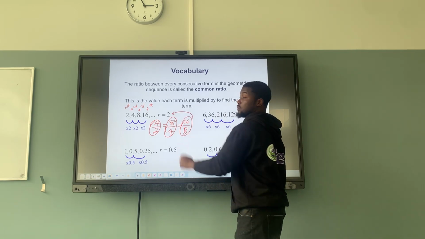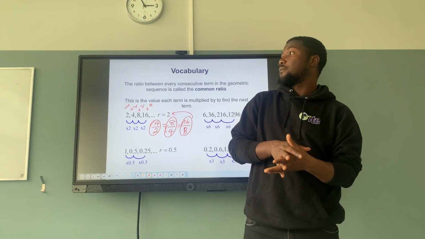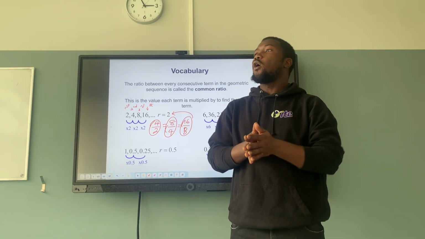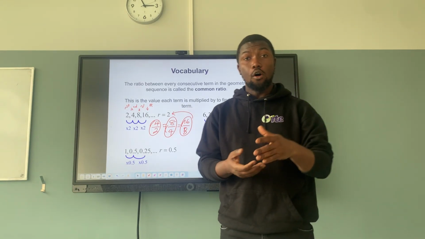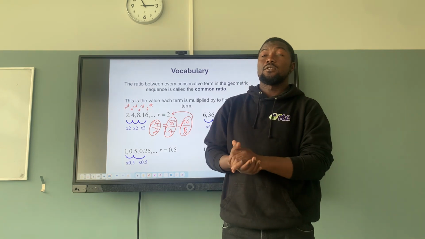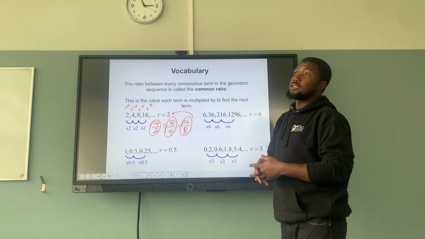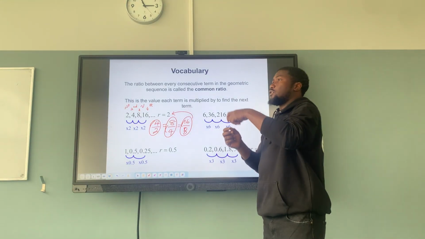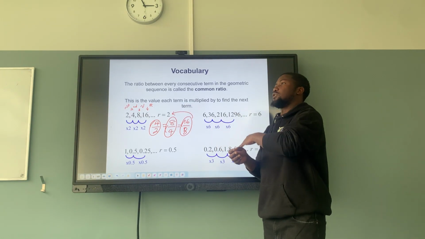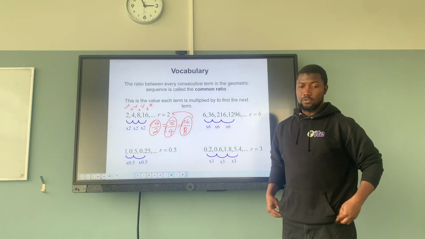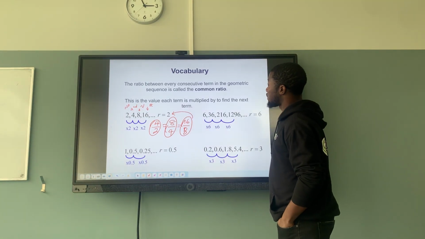So if you look at this, 4 over 2, 8 over 4, 16 over 8, this is all giving you 2. If you divide the second term by the first term, that should give you the common ratio. Or if you divide the third term by the second term, or the fourth term by the third term, that should give you the common ratio. So if you want to investigate whether a sequence is in geometric progression, just take the ratio of the second to the first, or the third to the second, or the fourth to the third, and see if that is equivalent. Once you have a common ratio, then that particular sequence is in geometric order.